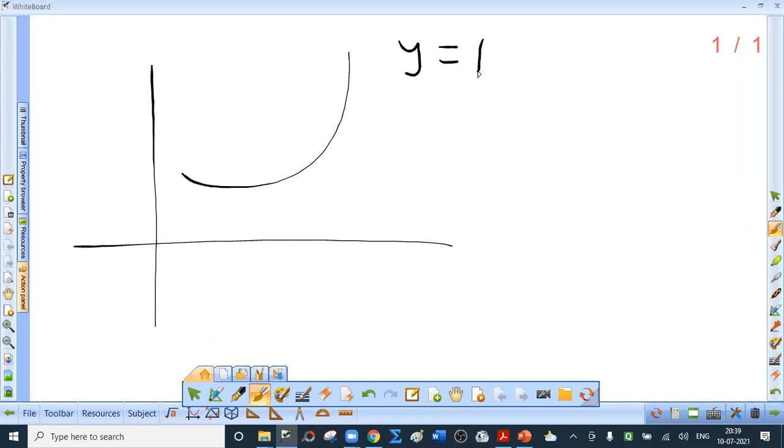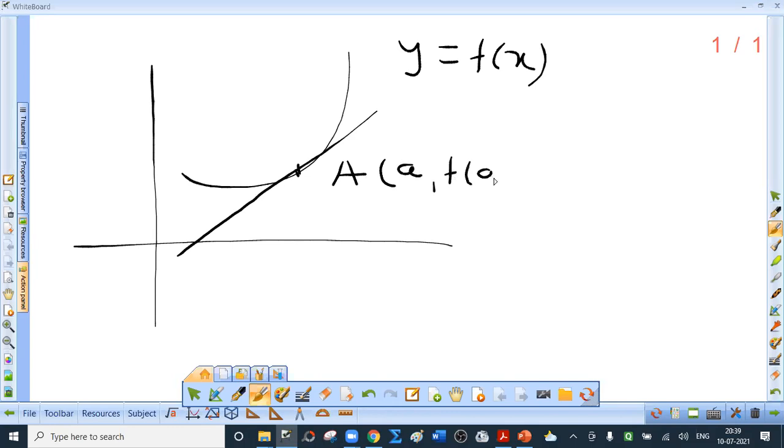This is the graph of y equal to f(x). Oh, I'm sorry. This is the point A, with coordinates a, f(a), on the curve. So f'(x) at x equal to a is f'(a). What does f'(a) represent? It represents the slope of this tangent. This is the tangent drawn to the curve at a. The slope of this tangent is denoted by f'(a).